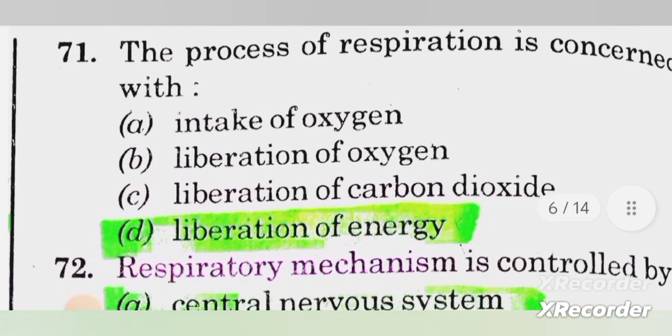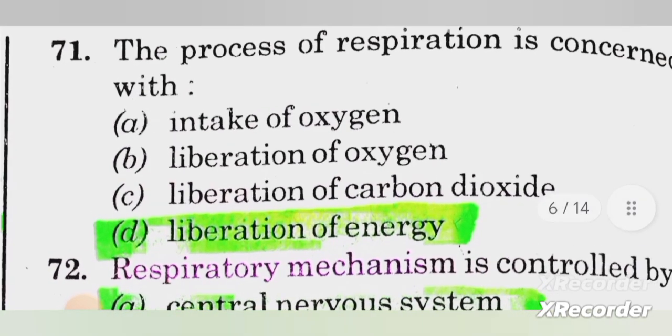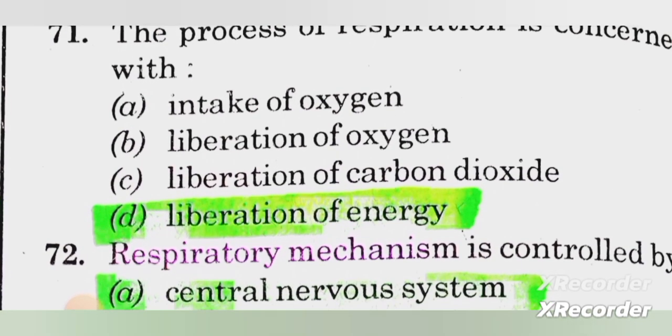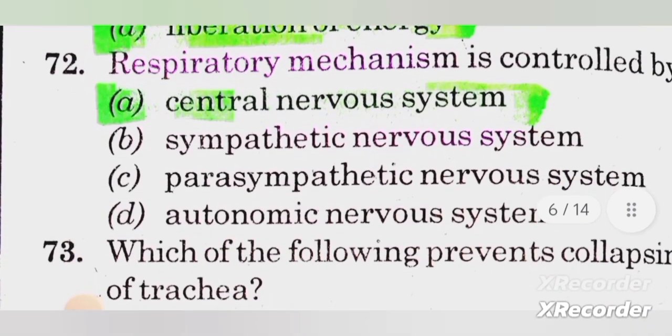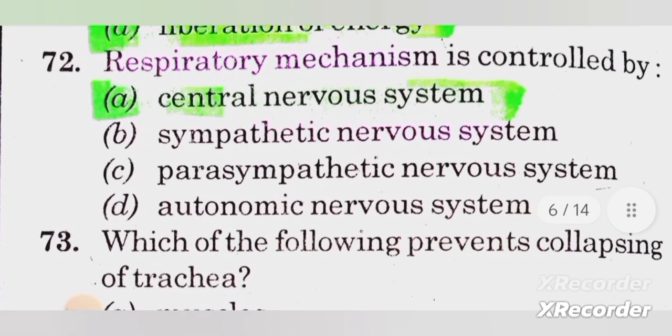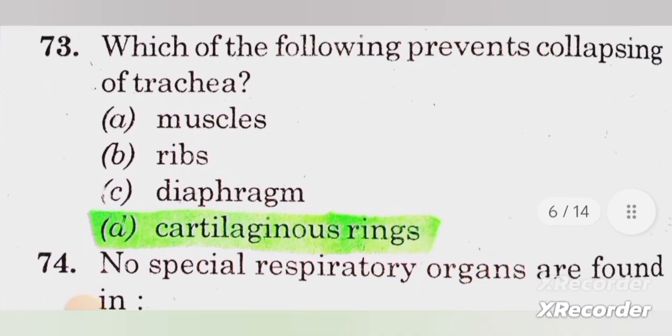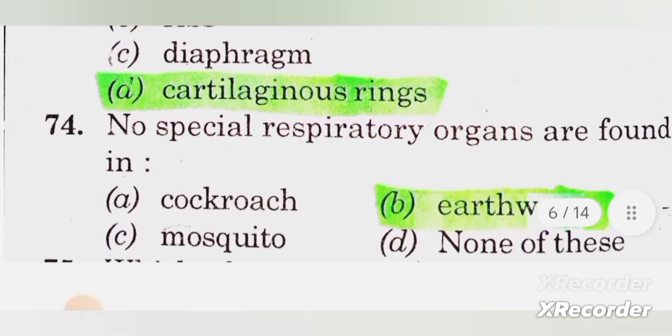Next, 71. The process of respiration is concerned with answer D, liberation of energy. Next, 72. Respiratory mechanism is controlled by answer A, central nervous system. Next, 73. Which of the following prevents collapsing of trachea? Answer D, cartilaginous ring.